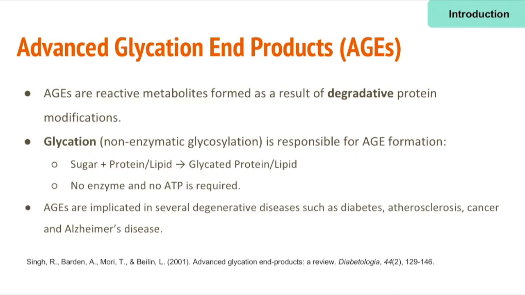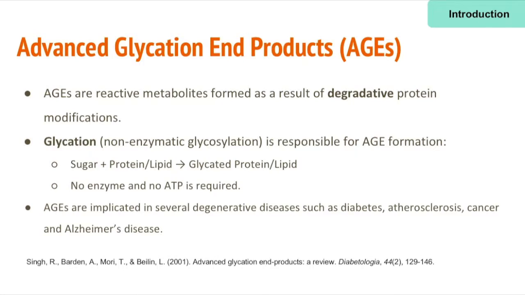The glycation reaction, or non-enzymatic glycosylation, is responsible for the formation of AGEs. This reaction is between a sugar molecule and an amino acid residue on a protein, or a lipid, to form a glycated product. This reaction does not require any enzyme or energy in the form of ATP.